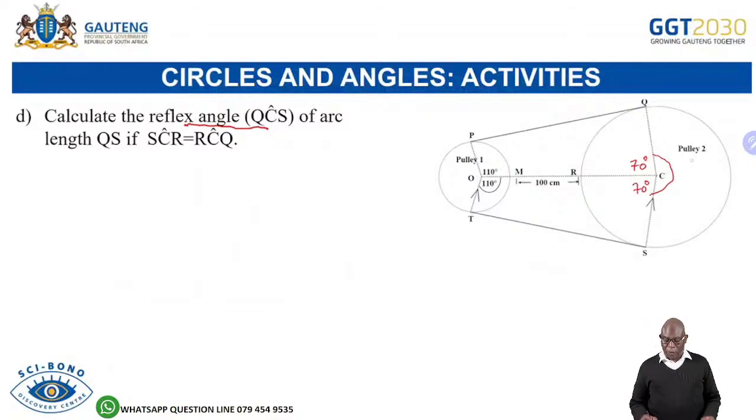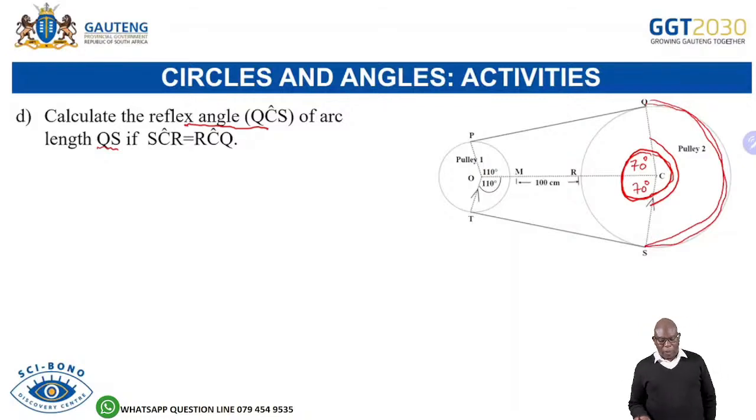Okay. Now, if this angle here is 360, for me to get only this part here, I'll remove 140. So I'll say 140. Now remember they said QS, the length of QS, so that length here, can you see? Of an arc length QS, if SCR and RCQ are equal, so those angles are equal. So we are sure of that. I've already done it anyway.